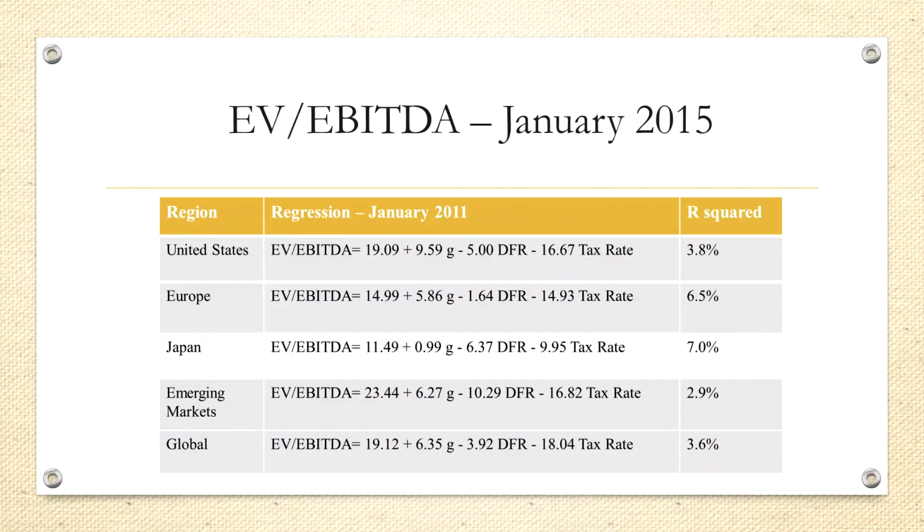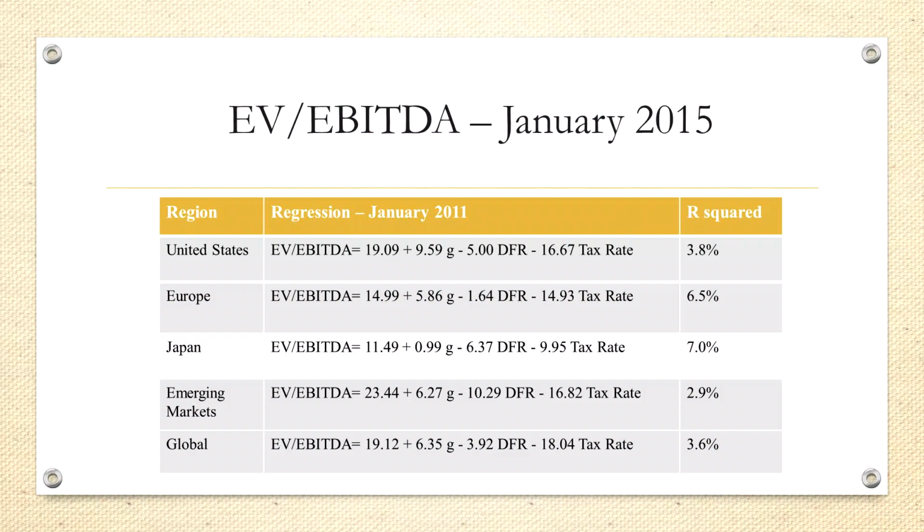Now here's another regression based on the EV to EBITDA ratio. What is EV? EV is enterprise value. And EBITDA is earnings before interest, taxes, depreciation, and amortization. And this is another popular valuation multiple the professionals are using, trying to see if the company is undervalued or overvalued. EV to EBITDA ratio.